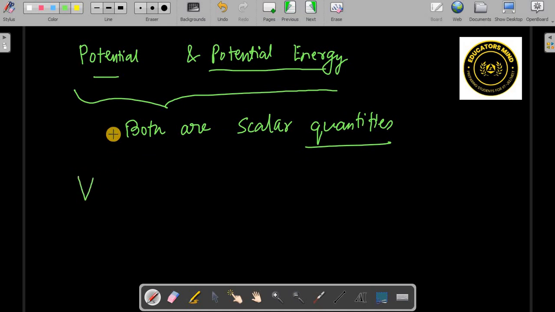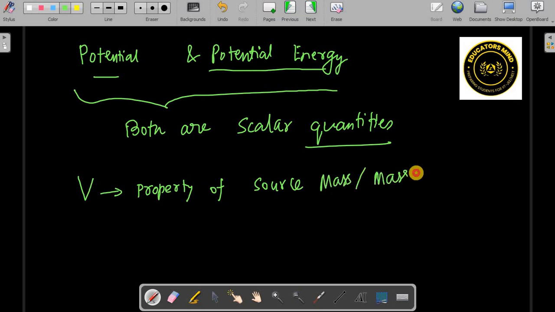And if you take only potential, potential is a property of the source mass, or masses, because there can be many other sources, right? So this is a property of the source because it is created due to this source. But potential energy is a property of the system. It is a property of a system of masses.